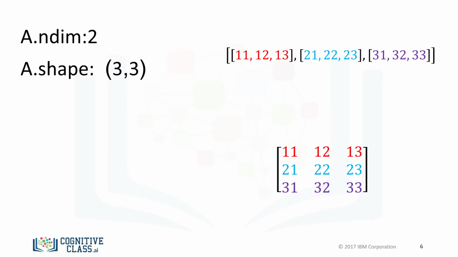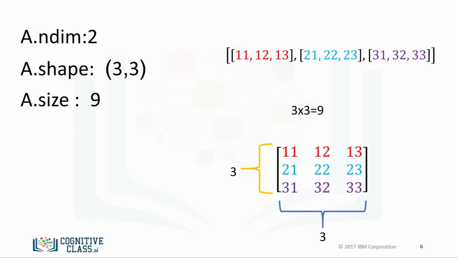We can also use the attribute size to get the size of the array. We see there are 3 rows and 3 columns. Multiplying the number of columns and rows together, we get the total number of elements, in this case, 9. Check out the labs for arrays of different shapes and other attributes.